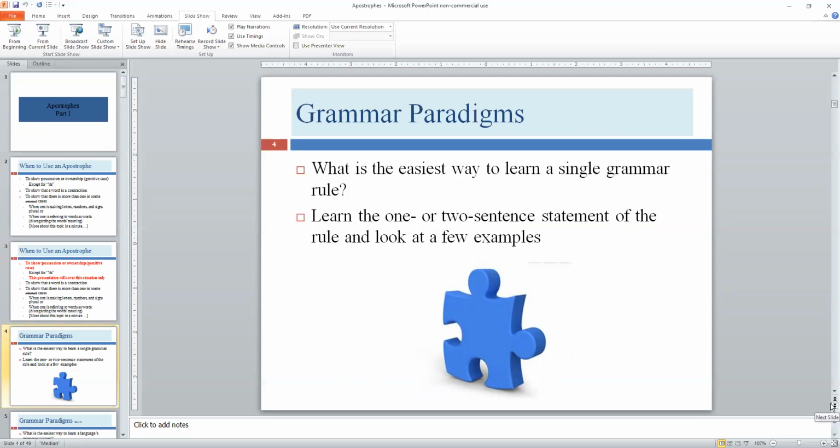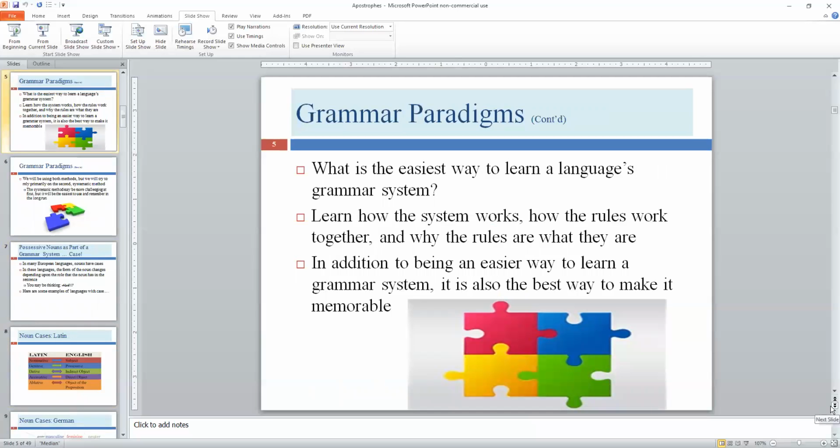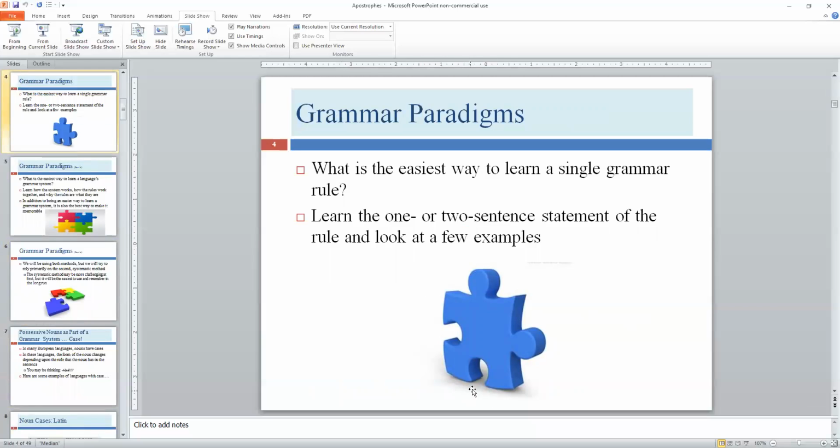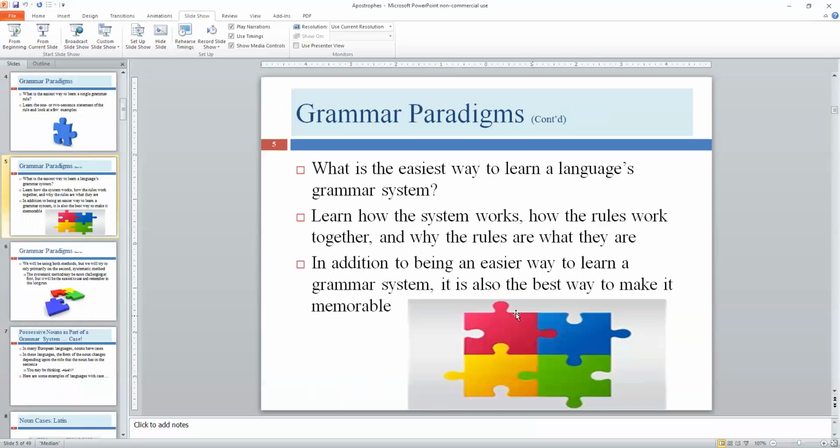So the easiest way to learn a single grammar rule is just to look up the particular rule. It's usually going to be a sentence or 2 long. Work on a few examples, and then you've got the rule. You're good to go. But when you need to learn a whole system, the rules of a particular system, it's a lot easier over the long haul to learn how the system works, how the various pieces of the puzzle fit together. So in the first example, we just had one discrete issue. Maybe we could call this the blue puzzle piece. It's easy enough just to learn about the blue puzzle piece. But the reality is that this blue puzzle piece has to fit together with the red puzzle piece, and it also has to fit together with the green puzzle piece.